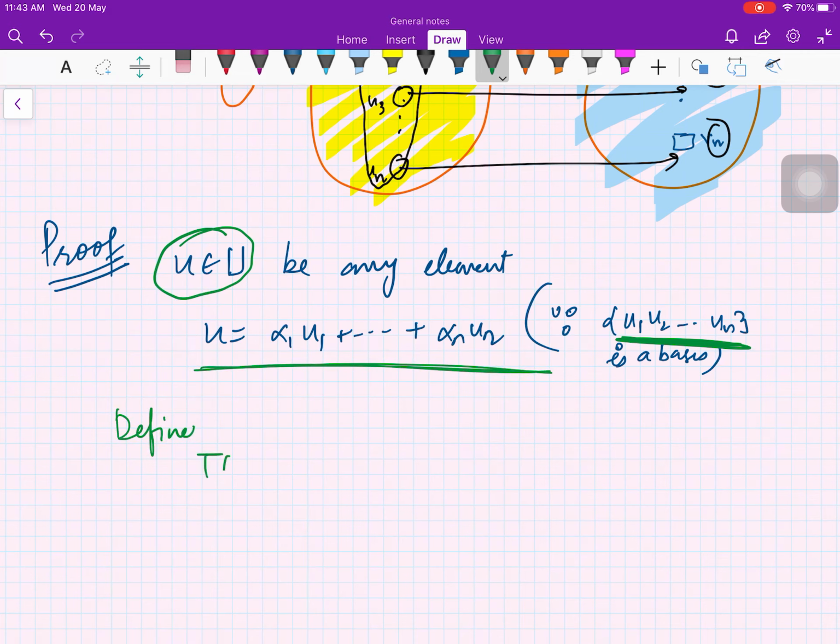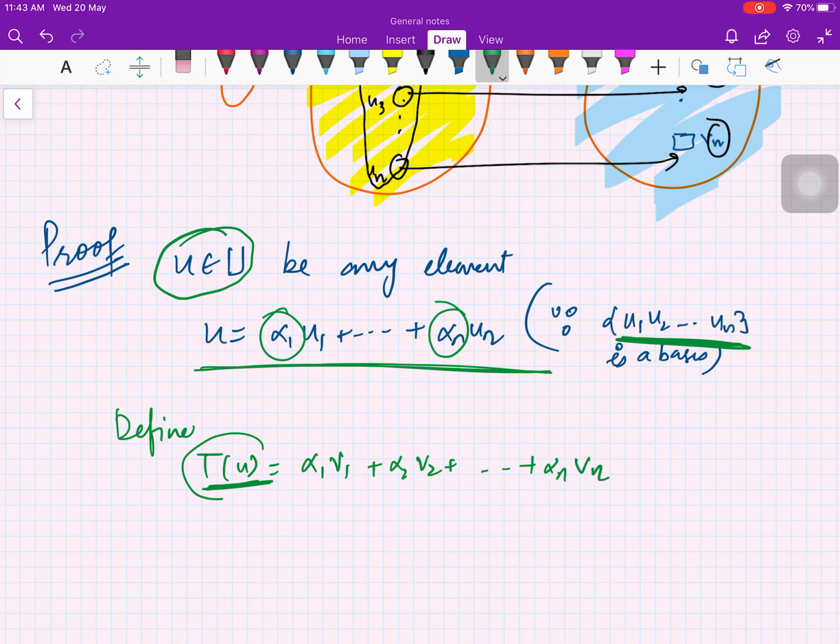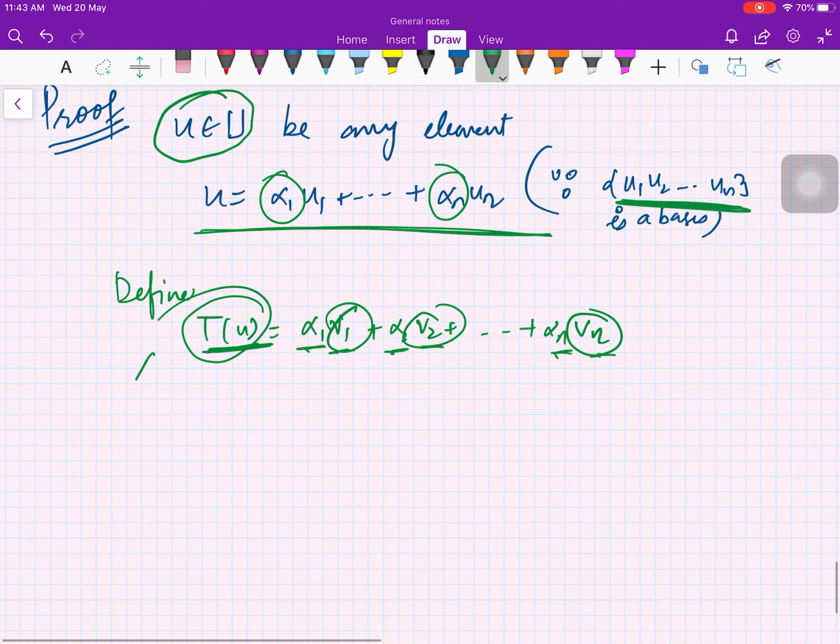Now define a transformation T of u as alpha 1 v1 plus alpha 2 v2 plus so on. So this is how you are defining it. What you are doing, you are taking u as alpha 1 u1 plus alpha 2 u2 plus so on alpha n un, then T of u you are defining as alpha 1 v1 plus alpha 2 v2 plus so on alpha n vn, and v1, v2, vn are given to you.